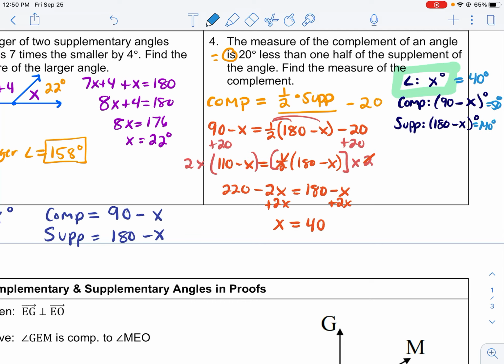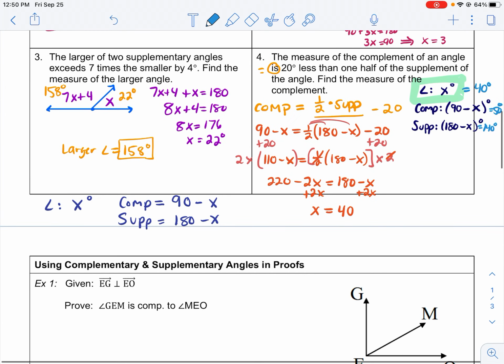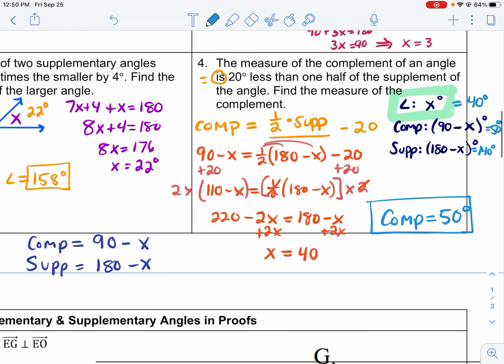Well, let's try this out. The complement is going to be 20 less than half the supplement. So if I take the supplement, cut it in half, that's 70 degrees. If I subtract 20 from that, is that 50? It is, so that works. So to answer our question, that means our angle is 40, and the complement of our angle is equal to 50 degrees.